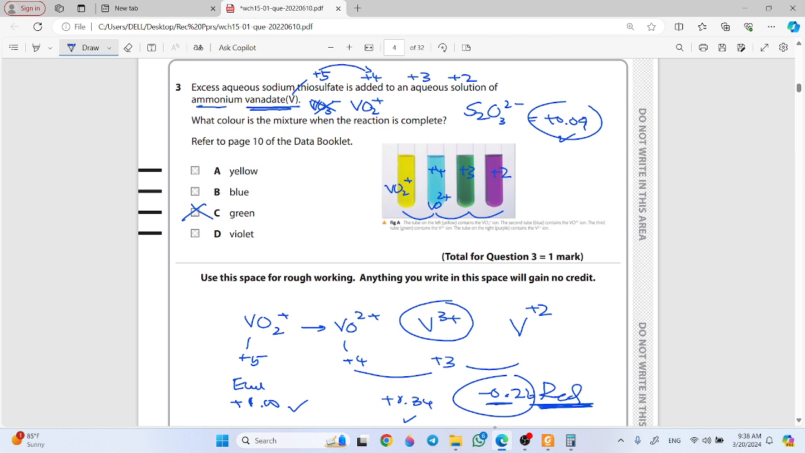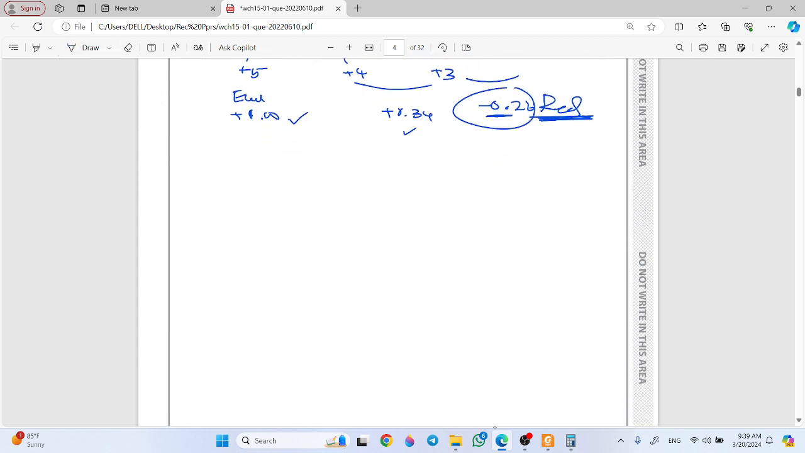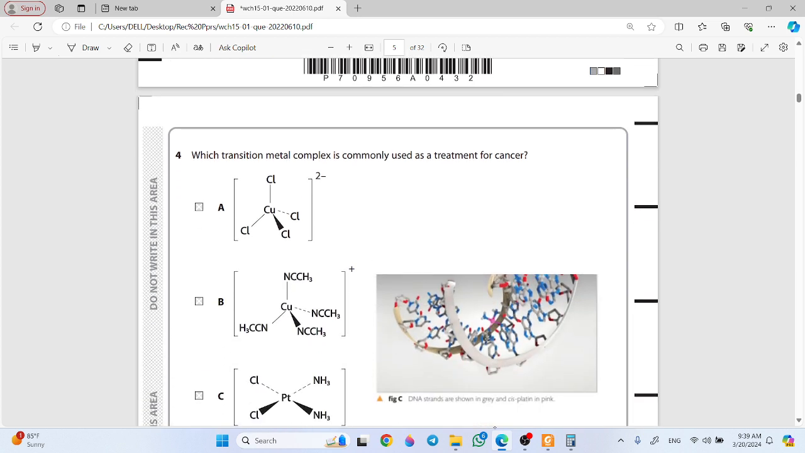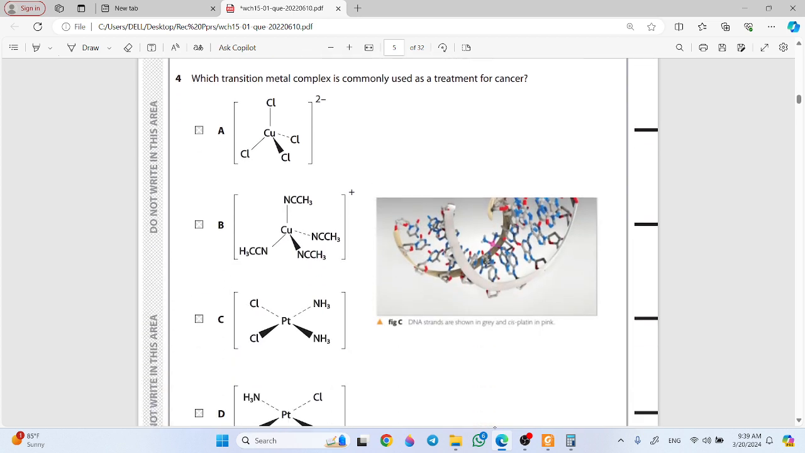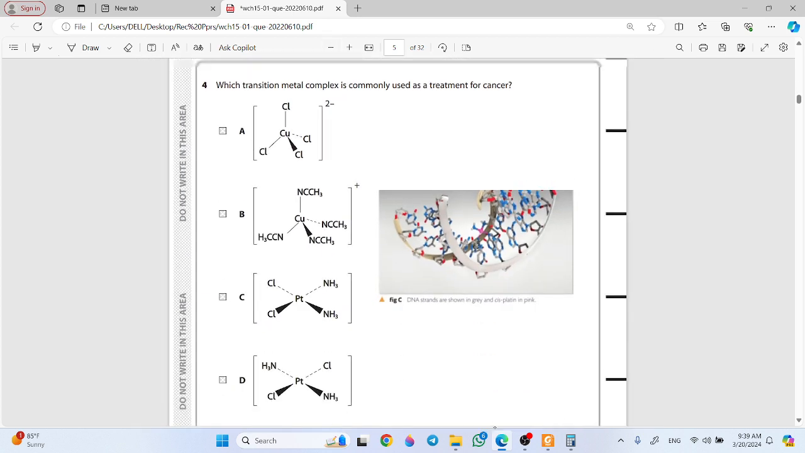That's all. Right. So the final color would be green, right? Okay. Next one, isomerism of transition elements. Now we all know that transition elements can show stereoisomerism.